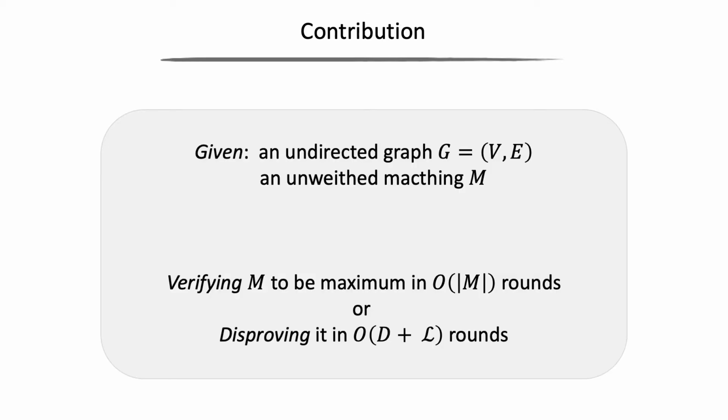Our contribution in this work is not to actually compute a maximum matching, but rather to evaluate a given matching in general graphs. More precisely, given an arbitrary undirected graph G and an unweighted matching M, we provide a distributed randomized algorithm to either verify that the given matching is maximum in O of M rounds or disprove it to be maximum in O of D plus L rounds, where D is the diameter of the network and L is the length of the shortest augmenting path in the network.